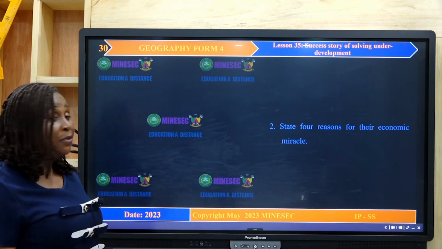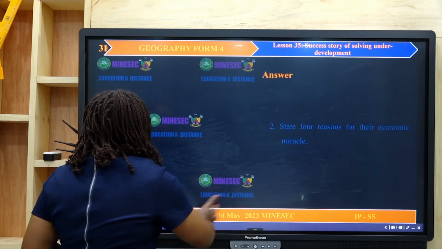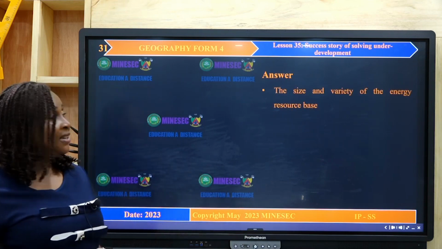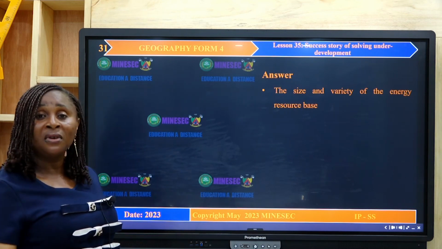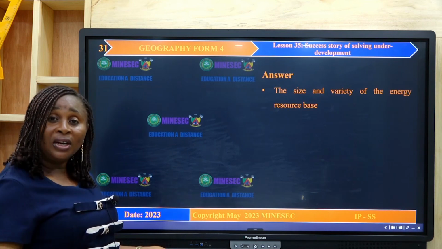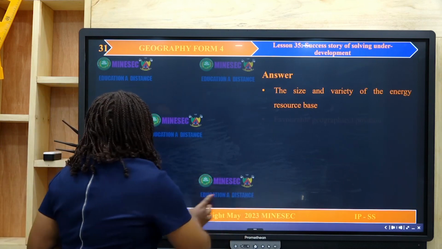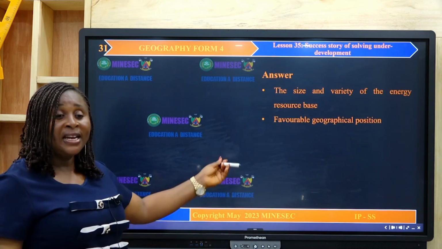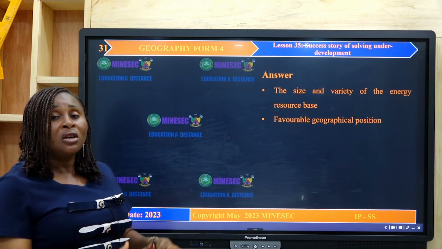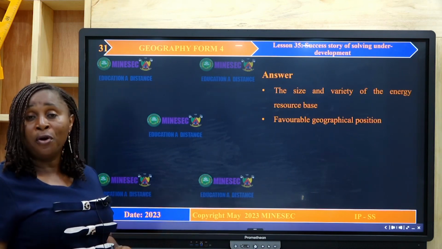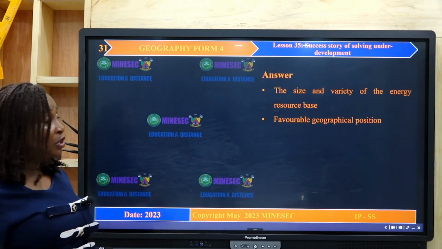State four reasons for the economic miracle. One, the size and variety of their energy resource base. They make use of the so many sources of energy that they have: HEP, coal, nuclear energy, biogas, you can name them. A favorable geographical position. Looking at their geographical position, they have a coastal location. And most industrial zones today have chosen coastal sites as their locational point for easy movement of finished products to different parts of the world and for the importation of raw materials.